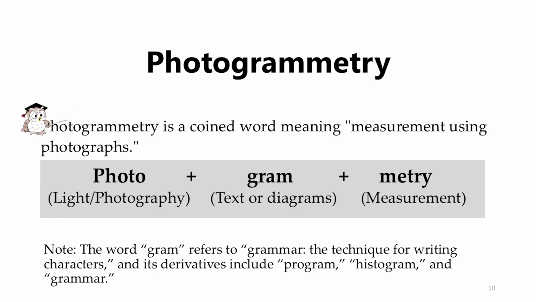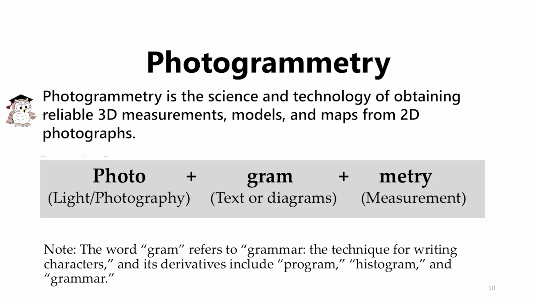Photogrammetry. Photogrammetry is a coined word meaning measurement using photographs. That is the combination of photo, gram, and metry. Here, the word gram refers to grammar, the technique for writing characters, and its derivatives include program, histogram, and grammar. In this lecture, photogrammetry is the science and technology of obtaining reliable 3D measurements, models, and maps from 2D photographs.